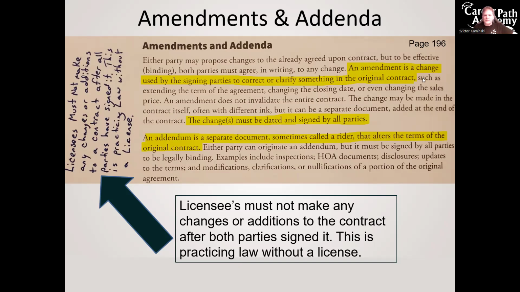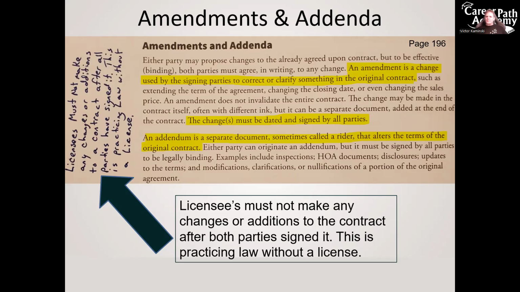And you're highlighting: an amendment is a change used by the signing parties to correct or clarify something in the original contract. The changes must be dated and signed. So you should put maybe a little circle next to it, and in that circle, you'll put the initials of both parties and the dates, next to every single change. And if all the parties to the contract don't initial next to every modification, the contract's void. It's not enforceable.